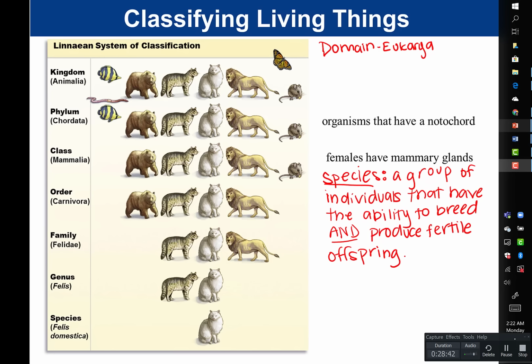And similarly, if a person is infertile, meaning they're not able to have kids for whatever reason, does that mean that they're not part of the human species? No. It means that as a group, humans or Homo sapiens are of the same species, because as a group, we have the ability to breed and produce fertile offspring.